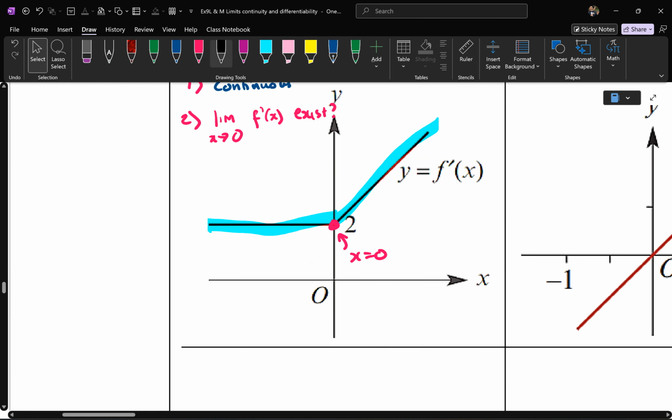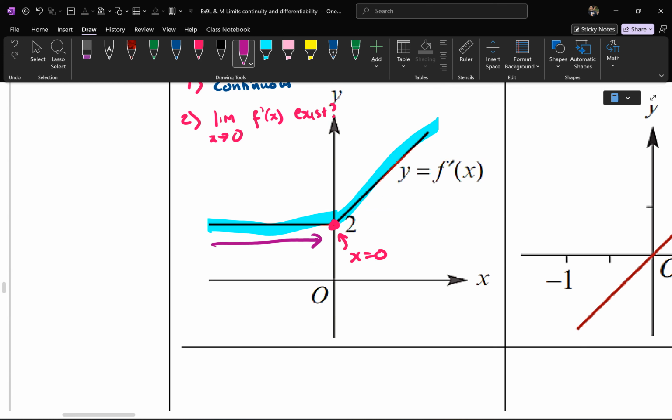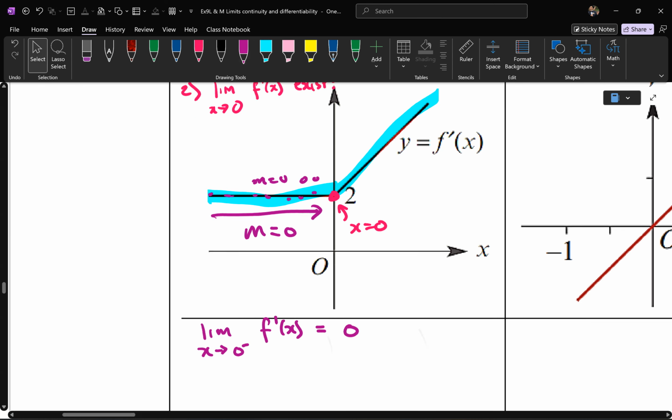If I'm approaching from the left side, what is the gradient on the left approaching at x equals 0? 0, because this is clearly all zeros here. 0, 0 at every single point. So I would assume that at x equals 0, it is approaching m equals 0 from the left. So from the left, limit of x approaching 0 from the left for the derivative or the gradient is approaching 0. Then I check from the right.